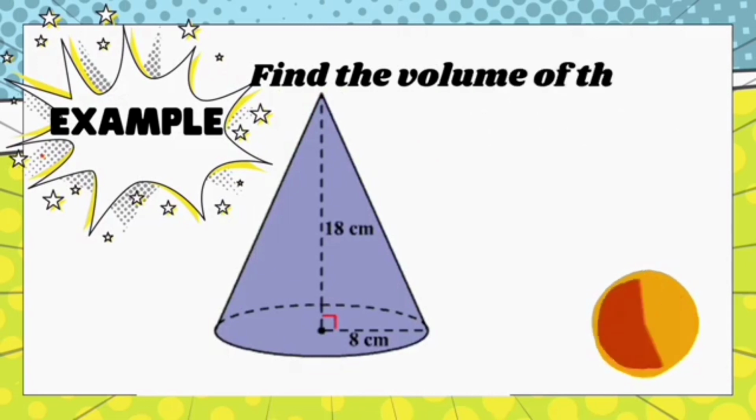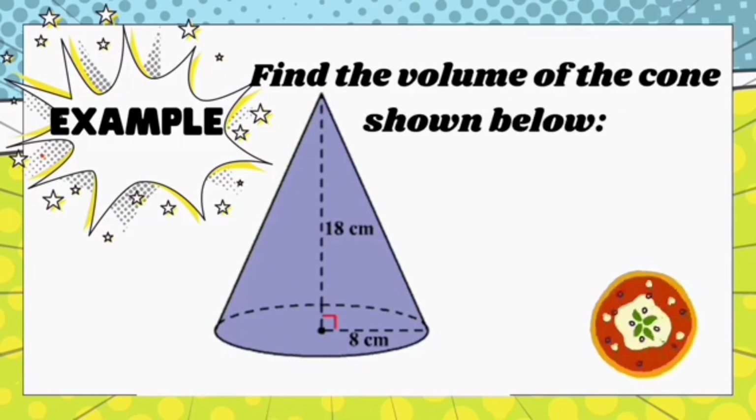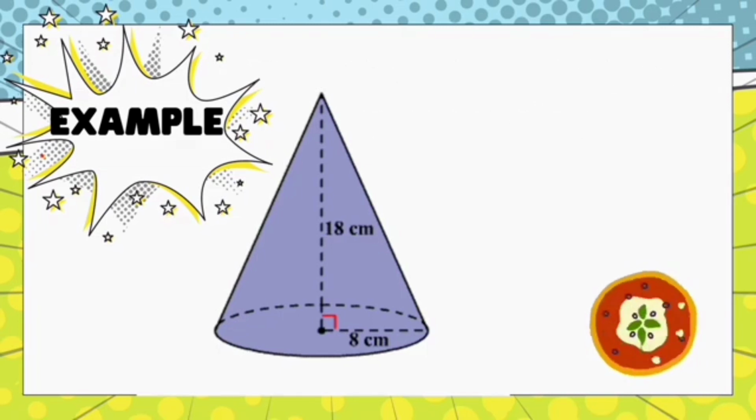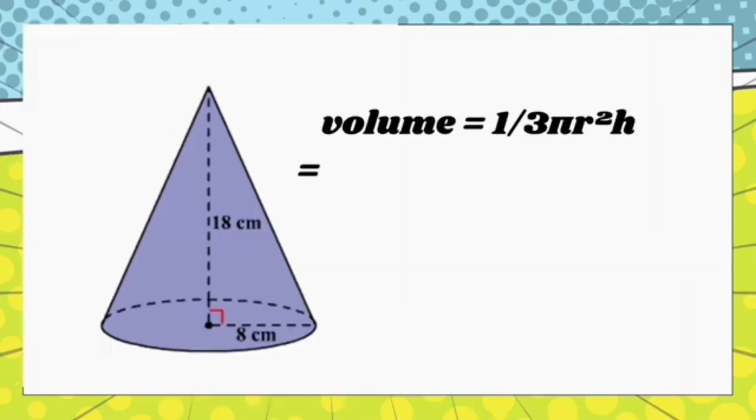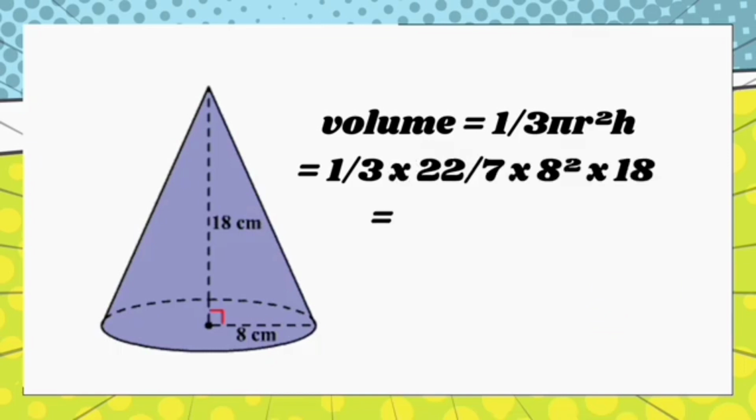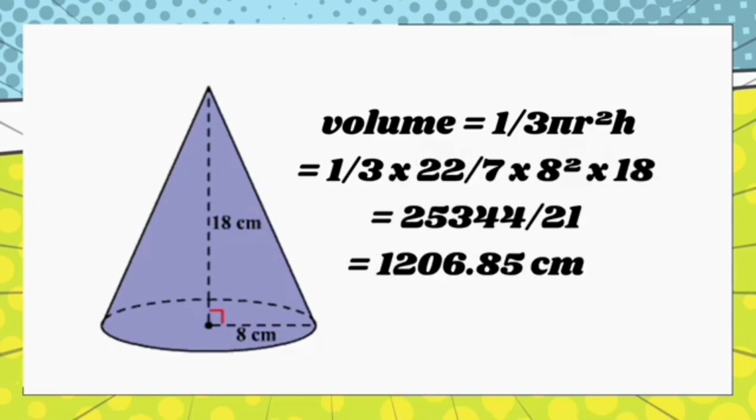In our final example, let's find the volume of the cone displayed here with a base radius of 8 centimeters and a vertical or perpendicular height of 18 centimeters. From the solution, the volume of a cone is 1/3 pi radius squared height. When you substitute your values into the formula and calculate, the volume of the cone is 1206.85 centimeters cubed. I hope all these solutions are clear to you.